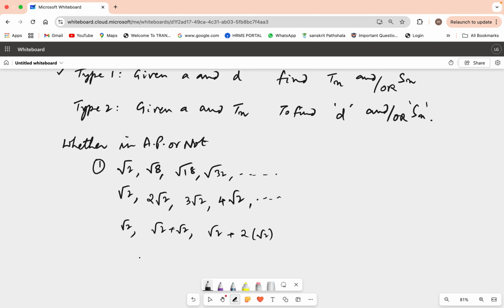Are you able to see this? a, a plus d, and a plus 2d. So here a equals root 2, and also d equals root 2, and the series expands like root 2, 2 root 2, 3 root 2, 4 root 2, and the nth term of this particular series will be n root 2. Yes, n root 2 will be the nth term. That's all. So this is definitely in AP. Yes, our answer is yes.